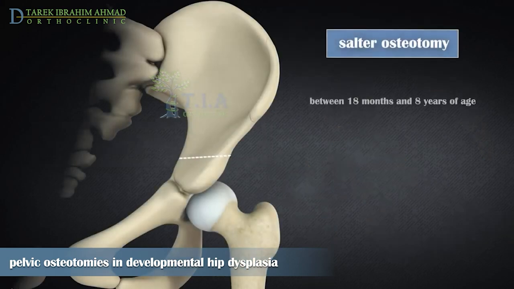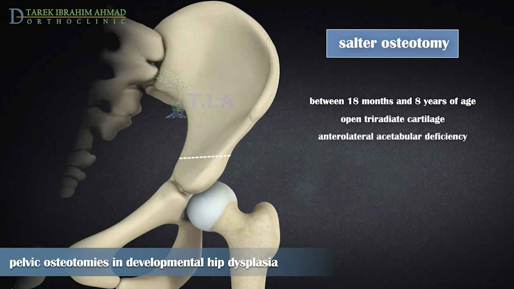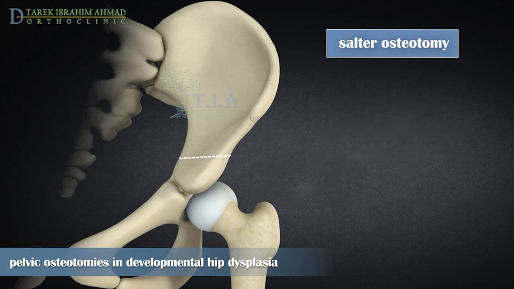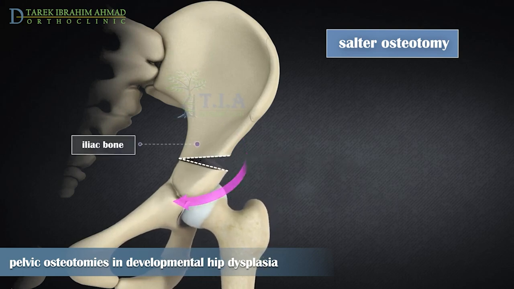Salter osteotomy is performed in younger patients between 18 months and 8 years of age, typically with open triradiate cartilage. The primary indication for a Salter osteotomy is an anterolateral acetabular deficiency in an otherwise concentrically reduced hip. The Salter osteotomy is a transverse iliac cut from just above the acetabulum, extending to the sciatic notch. The distal acetabular fragment is rotated laterally and provides anterior and/or lateral coverage of the femoral head.